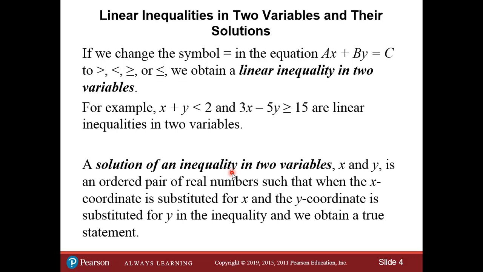So for example, we have the inequality x plus y is less than 2. All values of x and y that make this true are going to be a solution to this inequality. All ordered pairs x and y that make this inequality true are going to be a solution. Very similar to what we talked about with equations. So we're looking for ordered pairs that will make the inequality true. If it's true, then it's a solution. If it's not true, then it's not a solution. That simple.